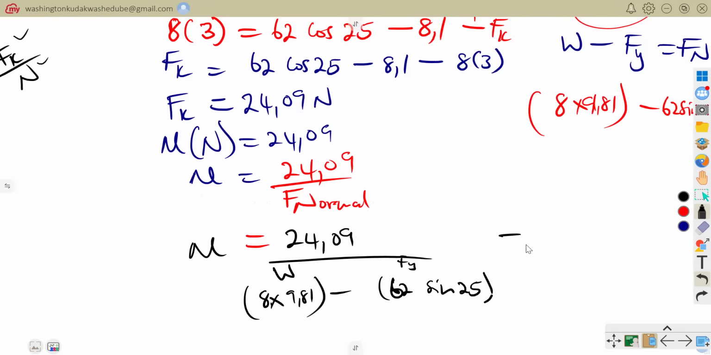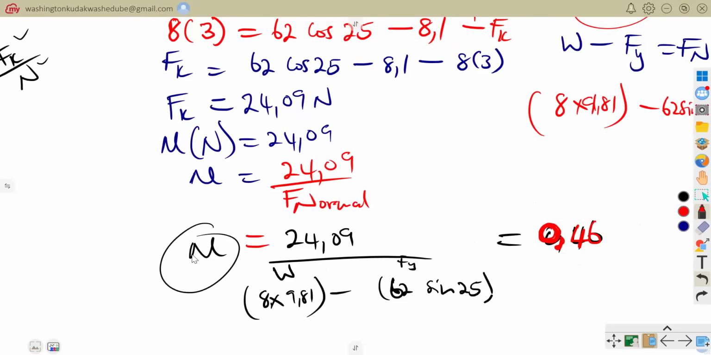And then the value that I find there becomes my coefficient of friction. So if I do that and then I divide, I'm going to get 24.09 divided by bracket 8 times 9.81 minus 62 sine 25 close bracket. I'm getting an answer of 0.46. That is my coefficient of kinetic friction that is acting within the 8 kg block.